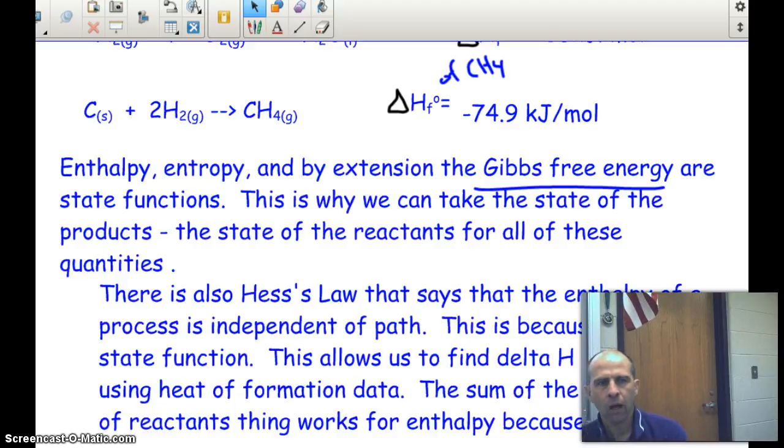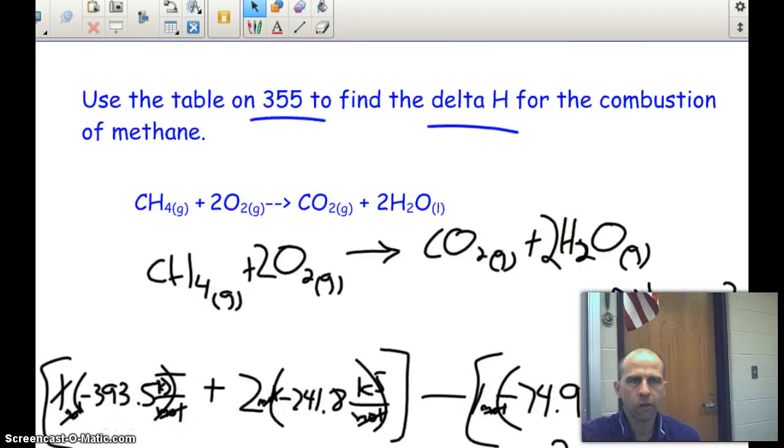So this allows us to find the delta H for a reaction by taking these heat of formation data, taking all the enthalpies of formation of your products minus the sum of all your enthalpies of formation for your reactants. That same thing that I showed in the previous calculation, which I'll show again here, actually works because of Hess's law, that enthalpy as a state function can be treated like a state function. Let me show you an example here on page 355 of your book.